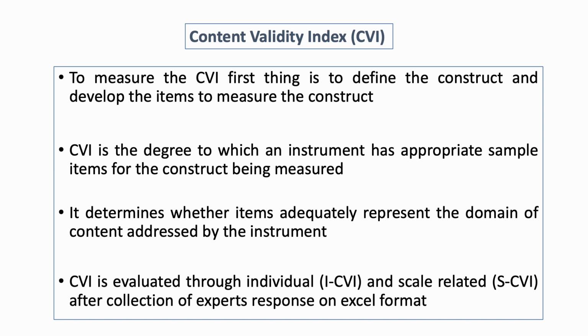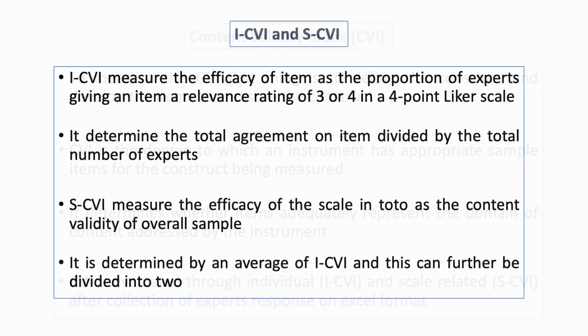And then, as I said earlier, the scale CVI, or SCVI, has 2 further components, and it is determined by 2 different calculations: SCVI average and SCVI universal agreement, using different formulas. Now, determining the ICVI, or individual CVI, and the scale CVI. ICVI measures the efficacy of the item as the proportion of the experts giving an item a relevance rating of 3 or 4, which is considered an agreement, on a 4-point Likert scale.